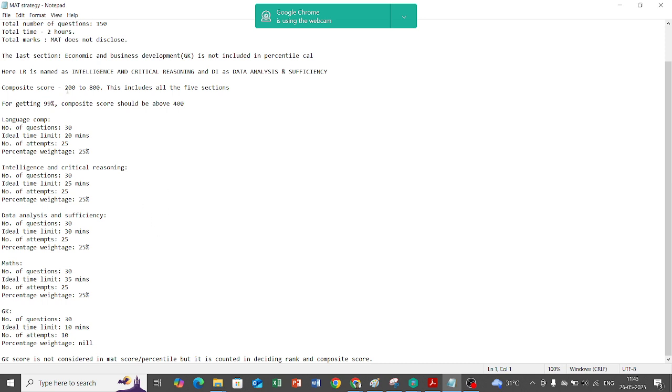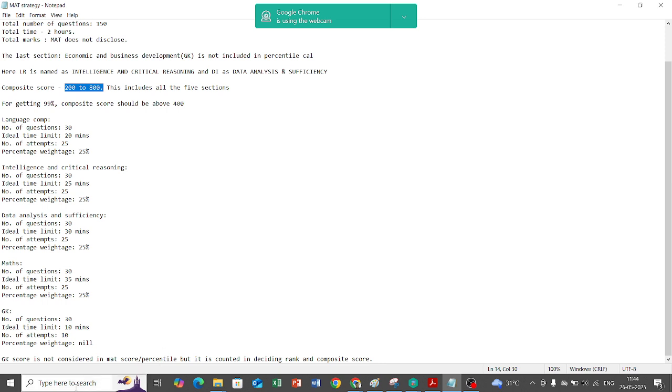Okay, see, as I told you that composite score actually includes all the 5 sections. Composite score includes all the 5 sections. Okay, but percentile calculation doesn't include the GK portion. So for calculation of the score, you need to include all of them. Okay, now GK score is not considered in math score, okay, or percentile.